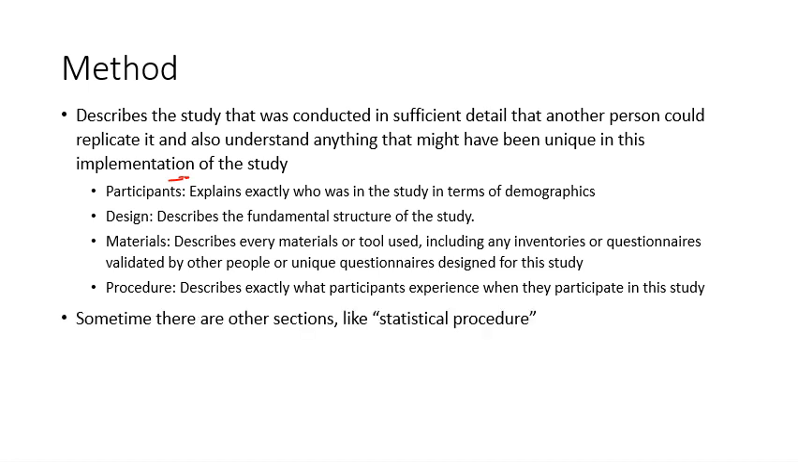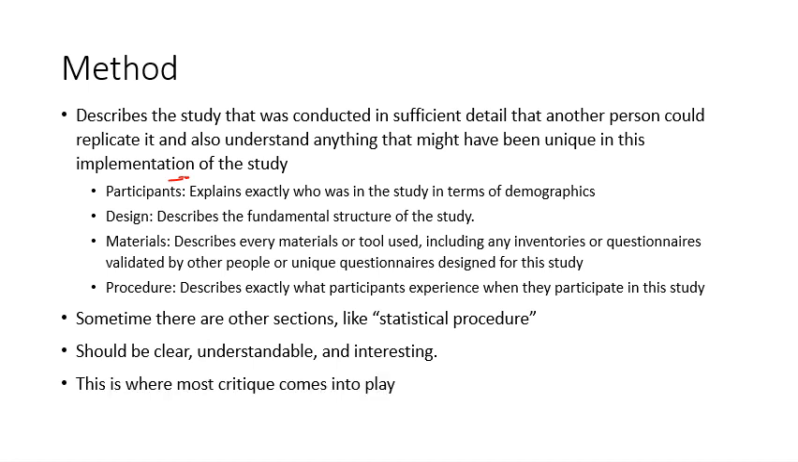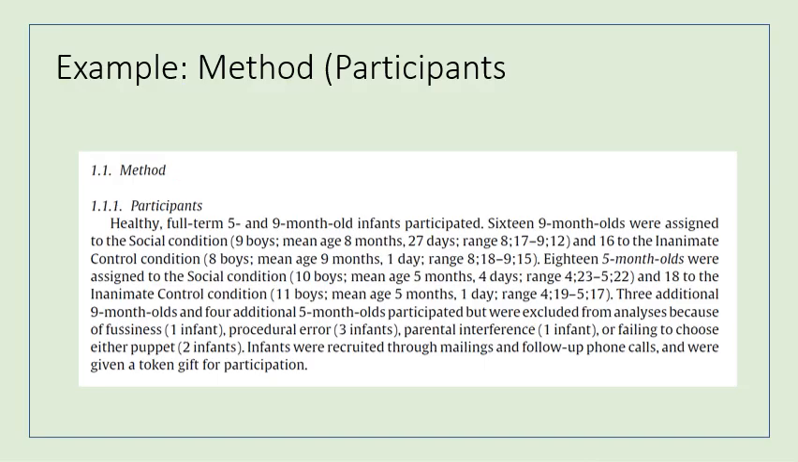You might have other sections like statistical procedure, or as I already mentioned, some of these might be collapsed. It definitely should be clear, understandable, and interesting, and this should be sort of a fun part of the paper to read. Most of your critique of research studies will be critiquing the method. So after the lit review, you're going to find the methods section and read every single word carefully.